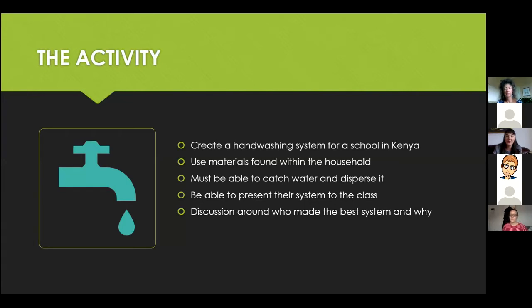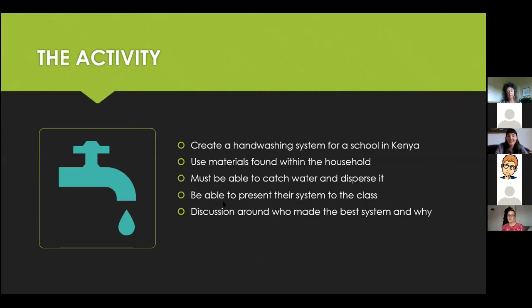And so what you have to do is find materials within the household. You're not allowed to buy anything. It's only stuff within the house. And you've got to make some kind of system that can catch water and disperse it to create clean water. So the systems can be presented and discussed with the class to see who had the best one and why. So it's a really good hands-on experience, and it's a really fun activity.